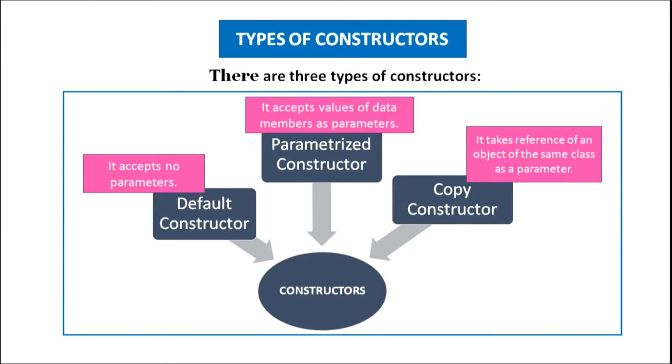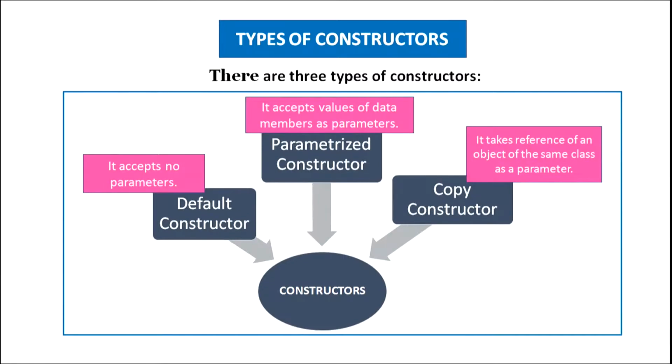Types of constructor. Usually there are three types of constructors: default constructor, parameterized constructor and copy constructor. Default constructor is a constructor that accepts no parameters. Parameterized constructor accepts values of data members as parameters.